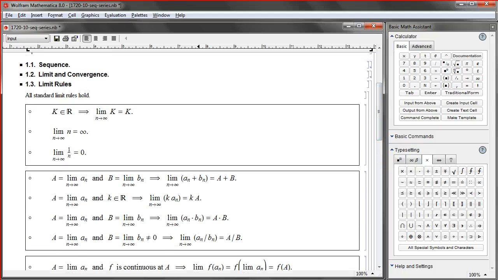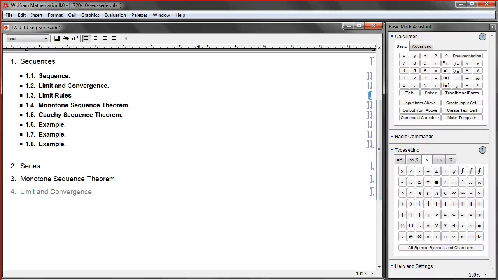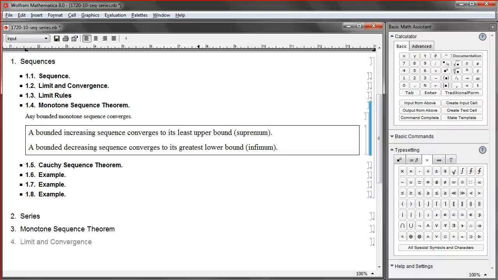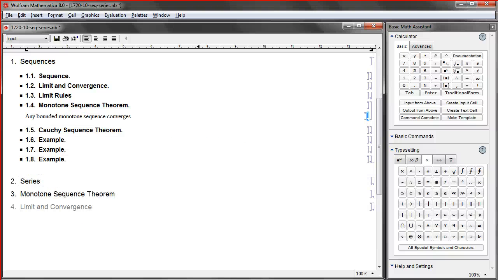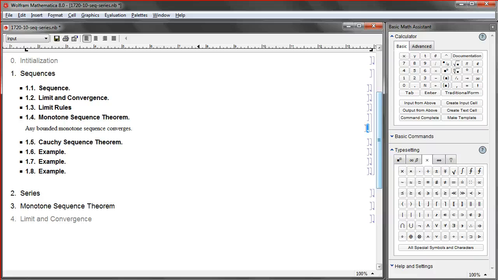Well, okay, we have a couple of minutes left, so let's talk about monotone sequence theorem. I'm not going to prove it, of course. I'm simply going to tell you what it is. And this is the naive version of monotone sequence theorem. Any bounded monotone sequence converges. We're going to use that in some of the examples here.